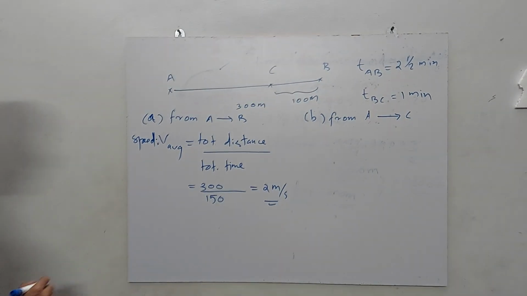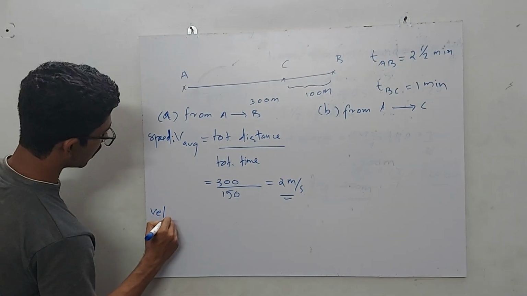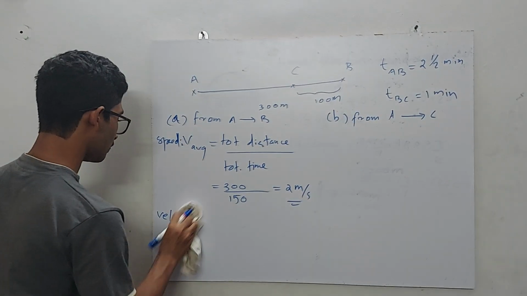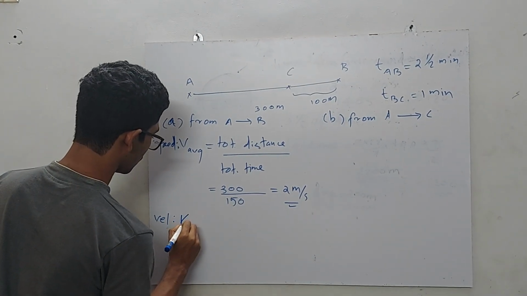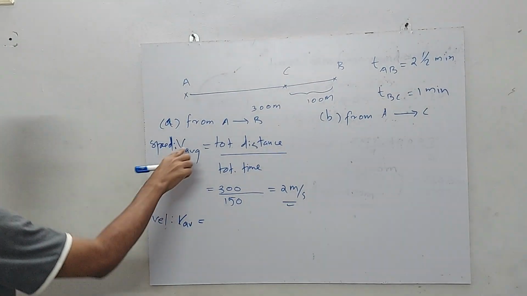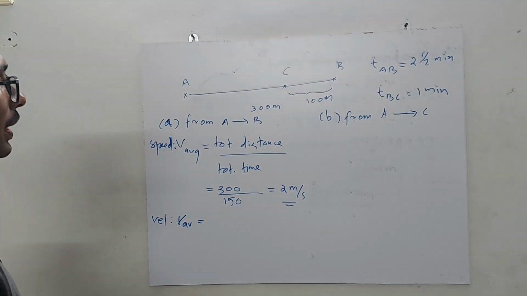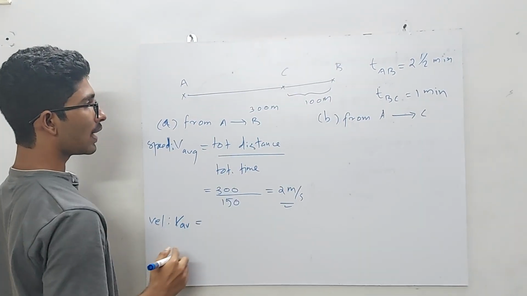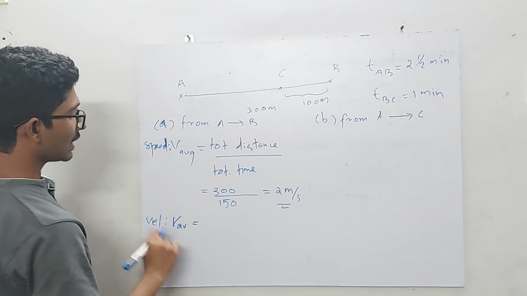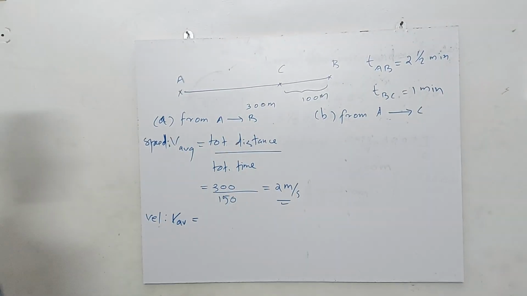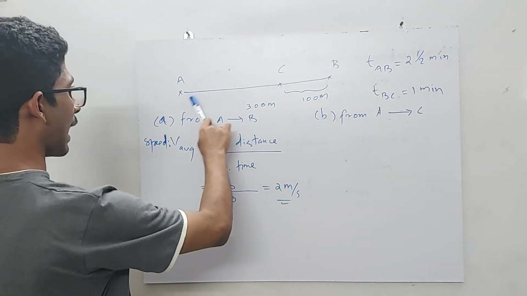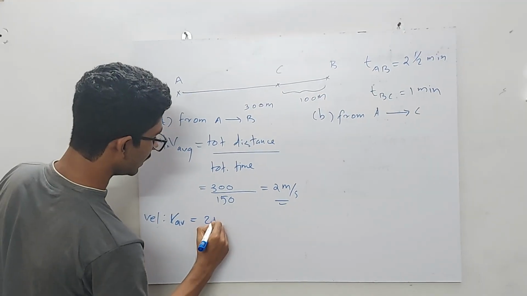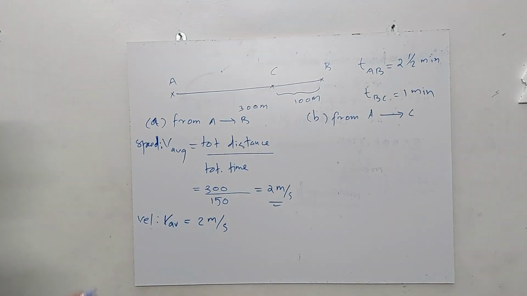Now we need to calculate the average velocity. These both are different. This is average speed. So average velocity is simply the displacement by total time taken. So again here, the displacement is the same as the distance, and the time taken is also the same. Since the displacement in A to B motion is the same as the distance covered, the average velocity will also be equal to 2 meters per second. Okay, so I guess that's clear for all.